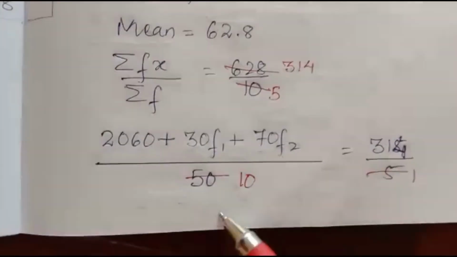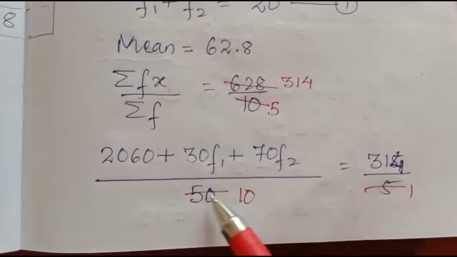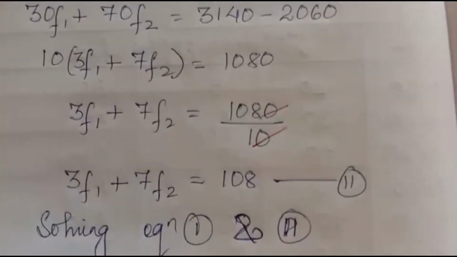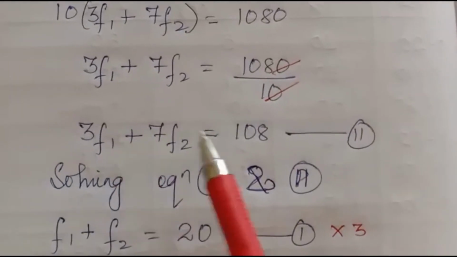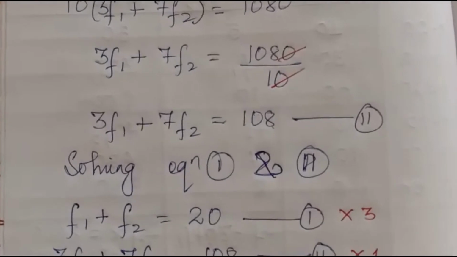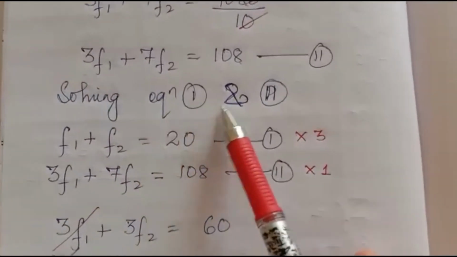In place of summation f, we will directly write 50. Then we can cancel: 5 1s are 5, 5 10s are 50. Now do cross multiplication. After doing cross multiplication, keep f1, f2 one side, number other side. So this is equation 2. Now we will solve equation 1 and 2. So solving equation 1 and 2.